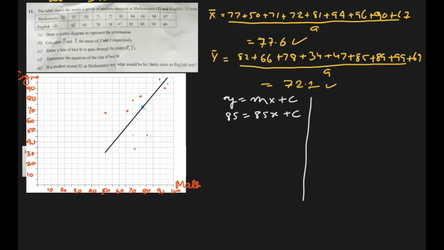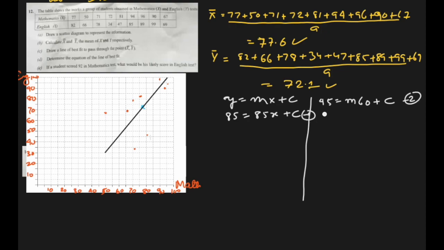Let me take one more point. And this time I will take this one. 60, 45 is almost here. Please keep in mind it's an estimate only, okay? It may not be accurate. So x is 60 and y is 45. So 45 equal to 60m plus c. And this is equation number 2. This is equation number 1.